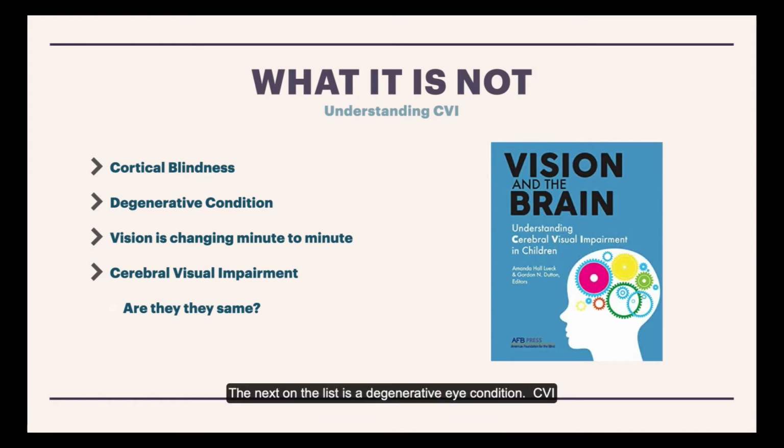The next on the list is a degenerative eye condition. CVI is actually a condition in which vision can and should be expected to improve. The only time Dr. Roman cautions us that vision may not improve is if the student has a degenerative neurological condition preventing that progress. The next misunderstanding of cortical visual impairments is that a child's vision with CVI changes from minute to minute. Hopefully, after so much work done by researchers, this is no longer the perception of professionals in the field. We now know better that this is simply not true.